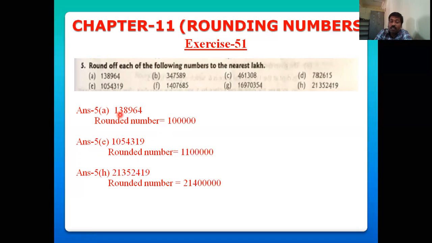That is, after the lakh digit: 1, 2, 3, 4, and 5. And write 5 zeros after 1. And here is another question.